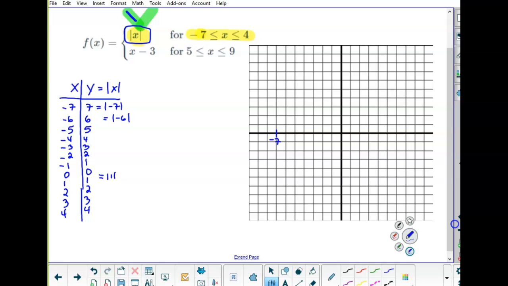If I go over 7, I have to go up 7. And you might even know the pattern of the absolute values, so you could just follow that pattern down. Okay? If not, go over negative 6, up 6, up 5, up 4, 3, 2, 1, 0. And then we're going 1, 2, 3, 4.